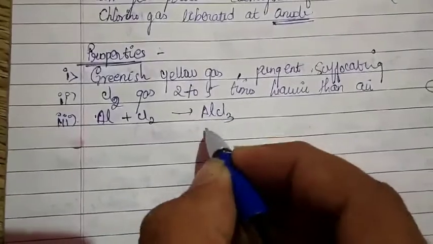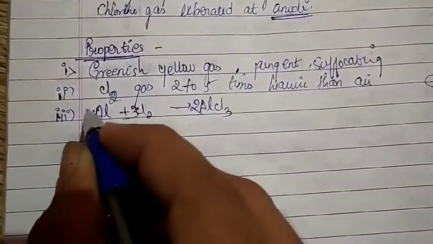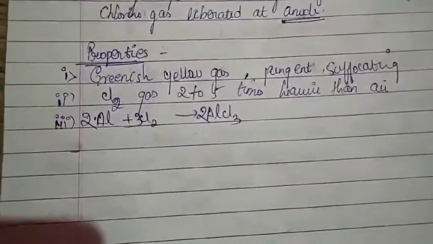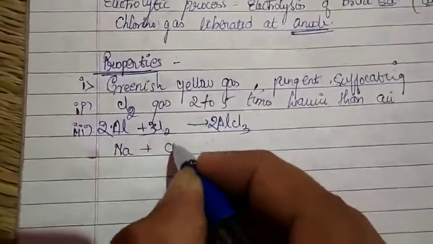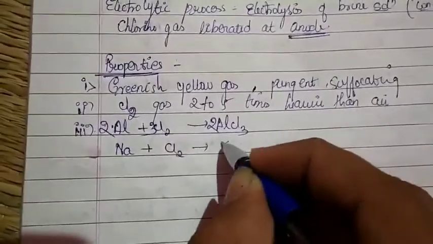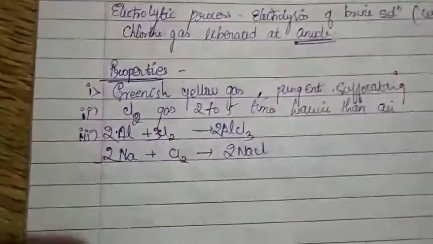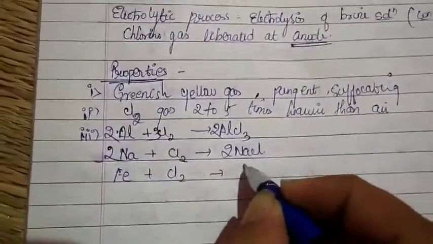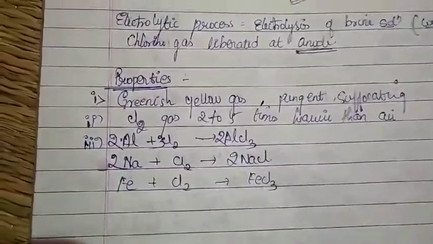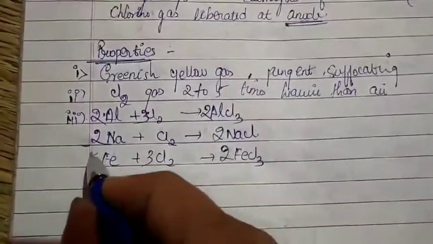So AlCl3 means if I put here a 2Al, here comes your 3Cl2 and here comes your 2AlCl3. Not only in this case, even when you treat sodium with chlorine, of course you know what it is going to form, 2NaCl. So here comes your 2 part. Similarly, iron with chlorine is going to give you ferric chloride, FeCl3. If I balance it, 2Fe plus 3Cl2 gives 2FeCl3.